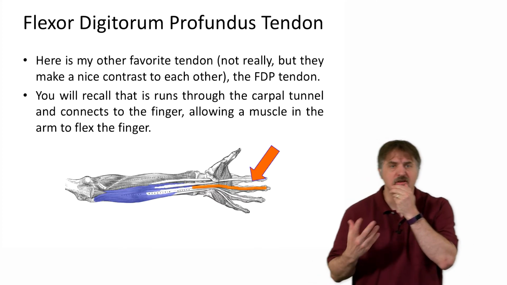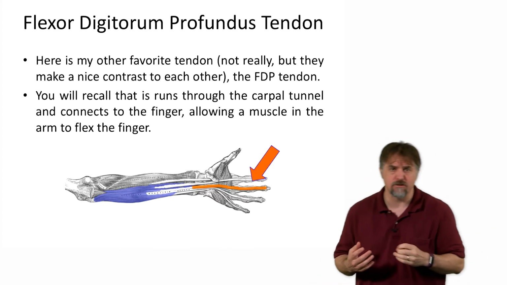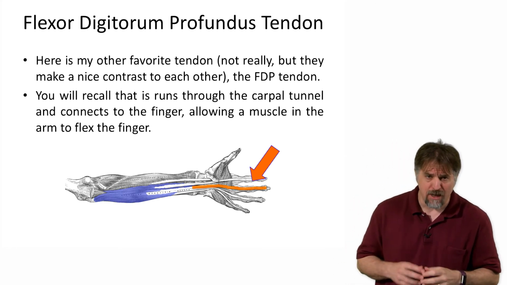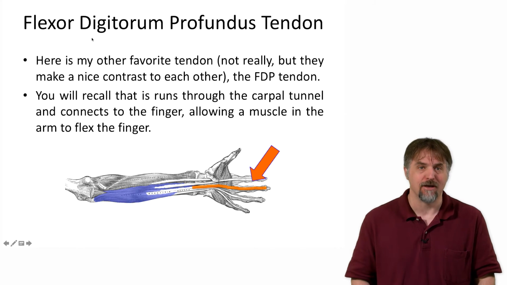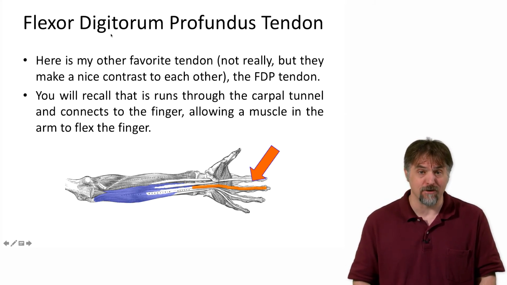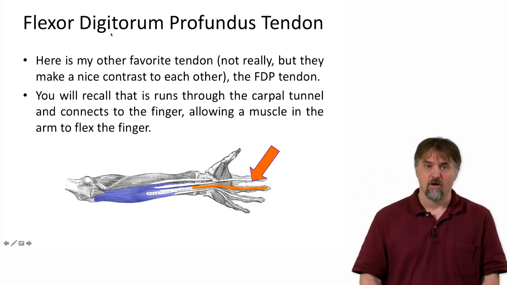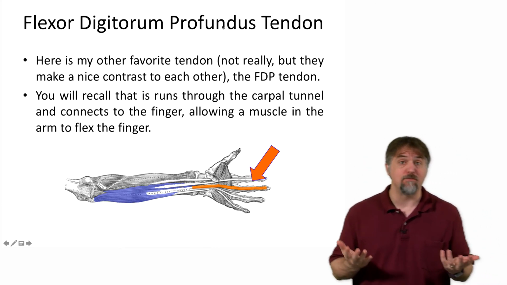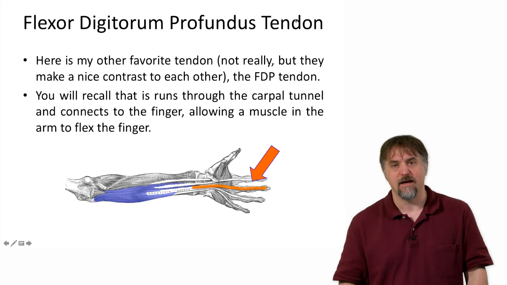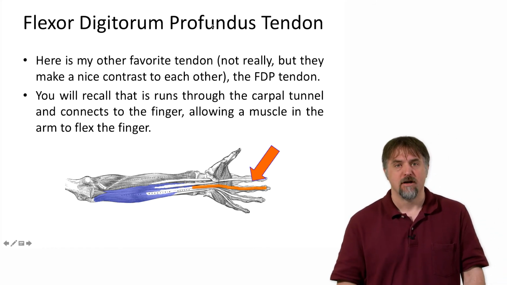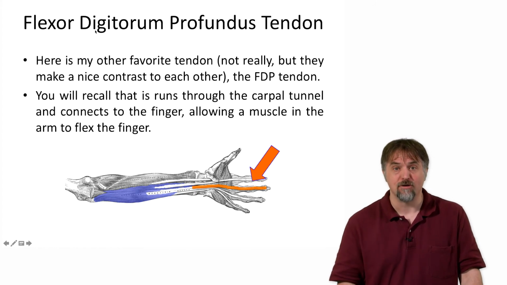Now the contrast to that for me is the flexor digitorum profundus. So for the non-Latinists among you, flexor means bender, so it bends something. Digitorum means of the fingers, so it's the bender of the fingers. Profundus means it's located deep within the tissue. Profundus means deep, same root as profound. And tendon means it's a tendon because this all actually applies to the muscle, which then attaches to the tendon. Okay? It's my other favorite tendon.